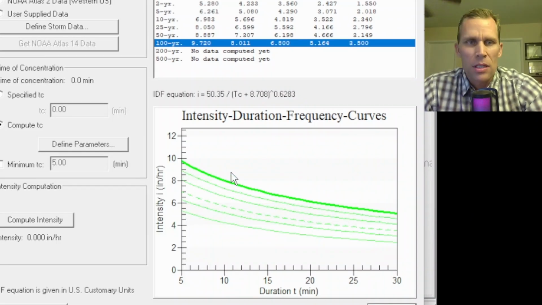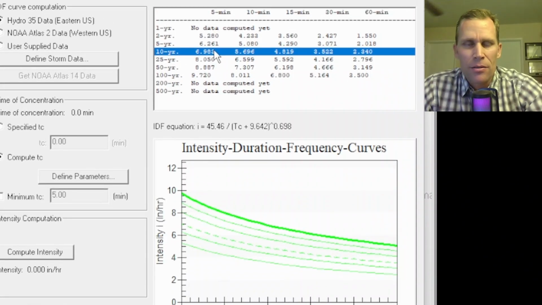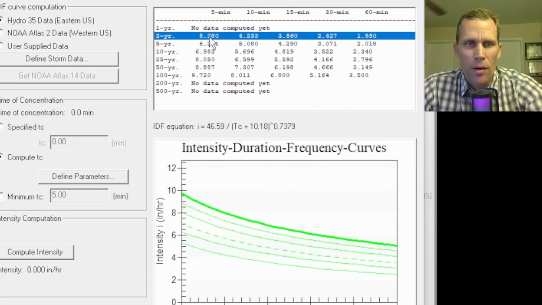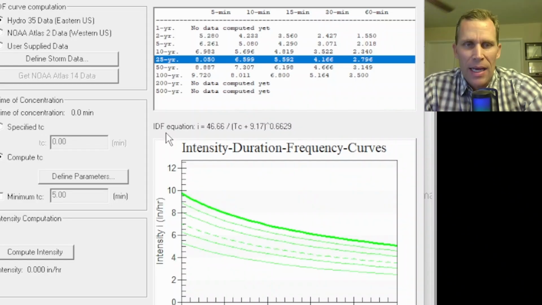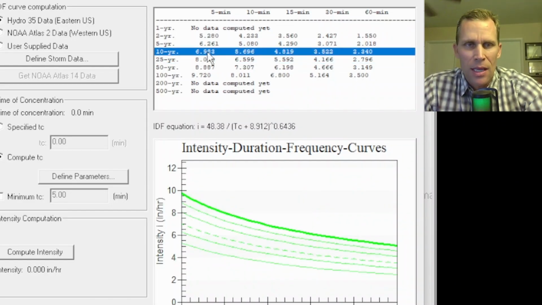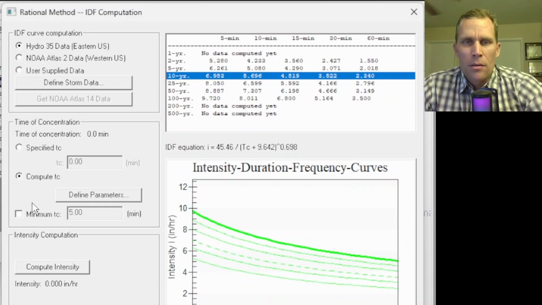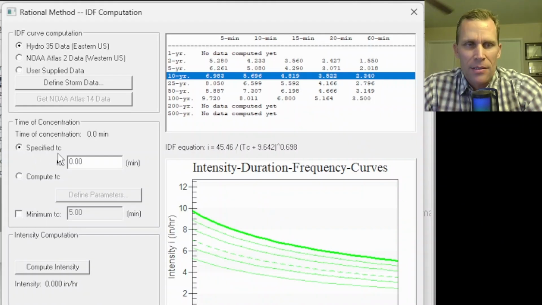All right, so what we're interested in the problem statement said the 10-year storm event. So based on the row of this table that I select, the IDF equation for the intensity based on the time of concentration changes. You can see how it's taking on the same form, but the actual numbers are a little bit different. So I'm going to stick with 10-year as my return period. Over on the left-hand side, I need to specify a time of concentration. So I'll click on specified T sub C. And then once I type a number in here, click on compute intensity. It will update the intensity with the calculation here.